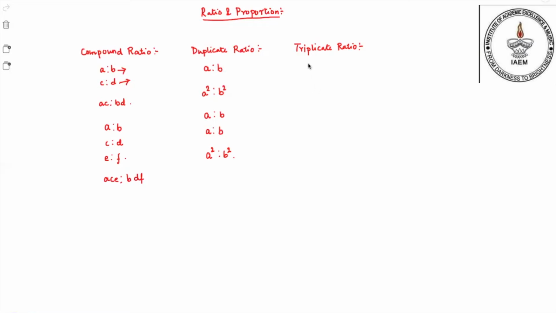Triplicate ratio: if the ratio between two terms is given as A is to B, then the triplicate ratio is A cube is to B cube. It can be considered to be the compound ratio of three equal ratios.